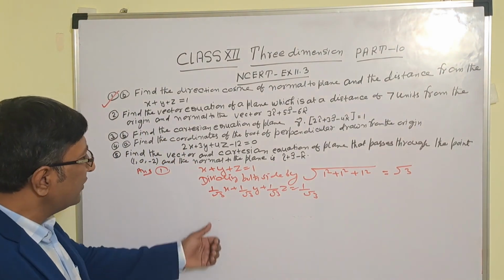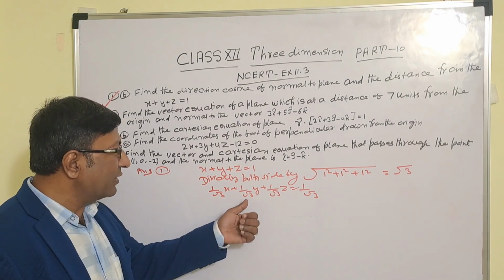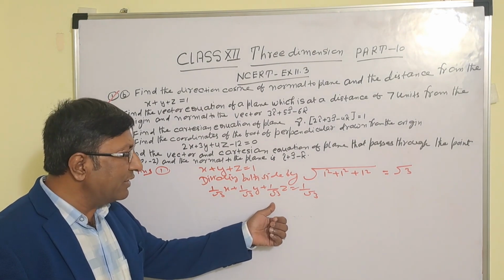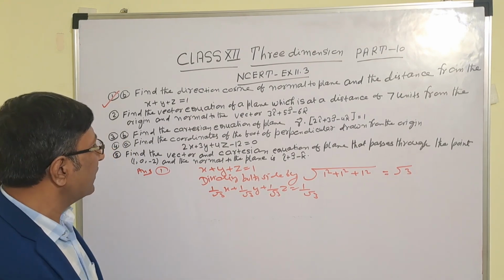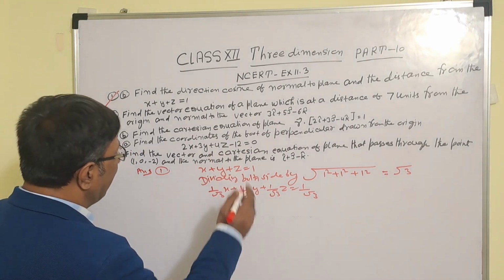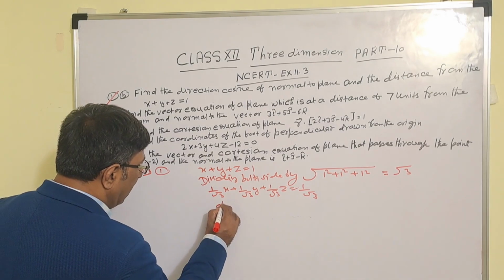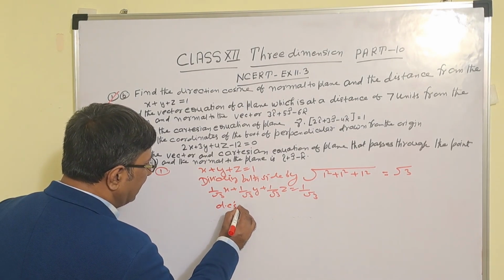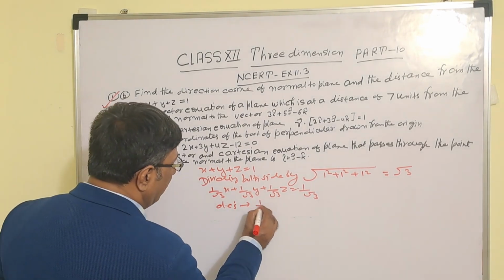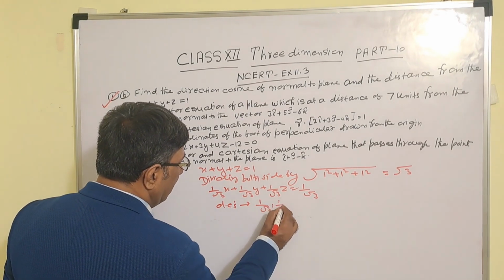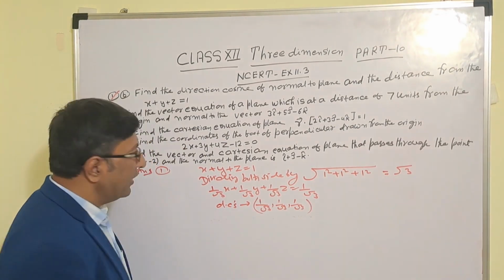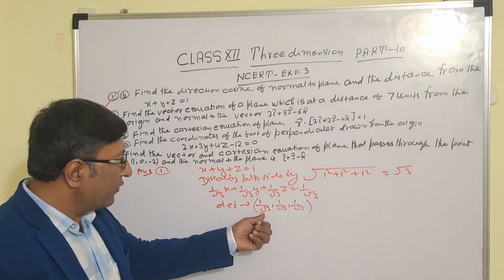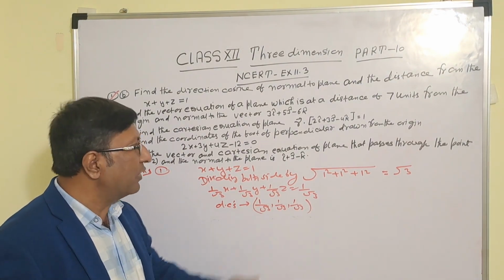Now this equation is in the form of lx plus my plus nz equal to d. So l, m, n is what? Direction cosine. So here we have to find direction cosine. So direction cosine, that is DCs, is what? 1 by root 3, 1 by root 3 and 1 by root 3. So direction cosine of this equation is 1 by root 3, 1 by root 3 and 1 by root 3.